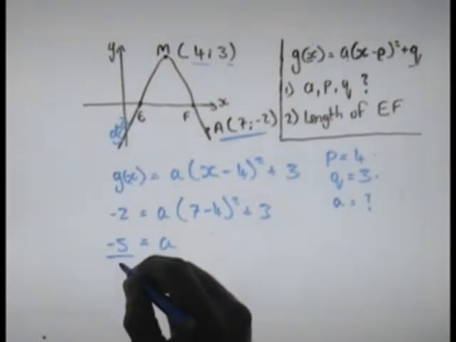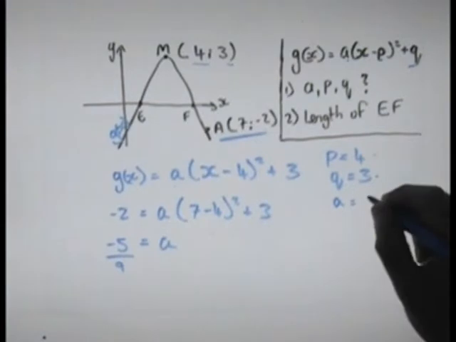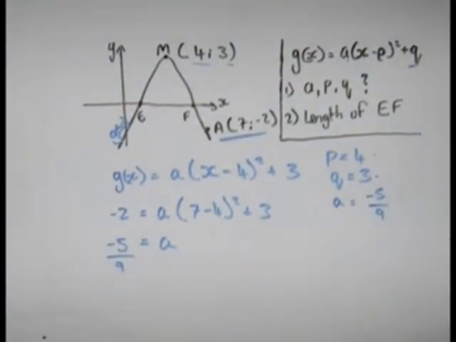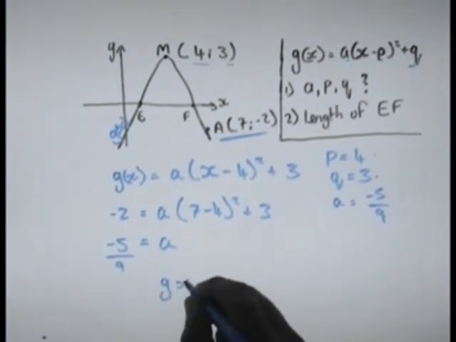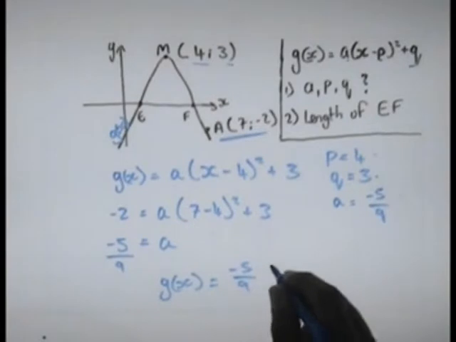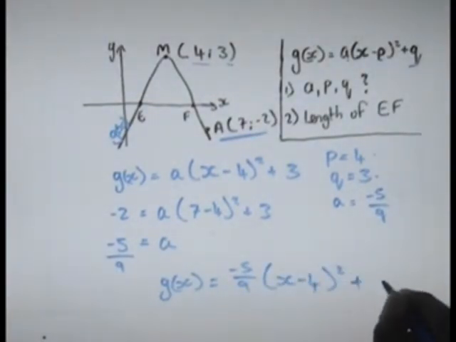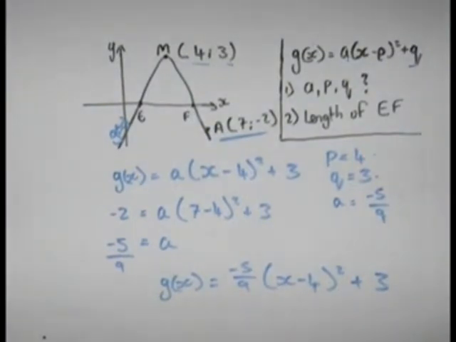That means that a is equal to negative 5 over 9. That means that the equation now reads g of x is equal to negative 5 over 9 (x minus 4) squared plus 3.